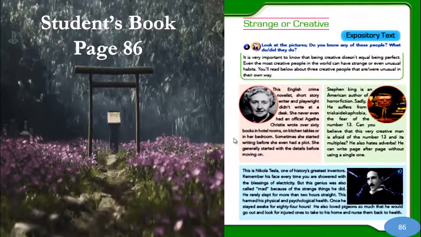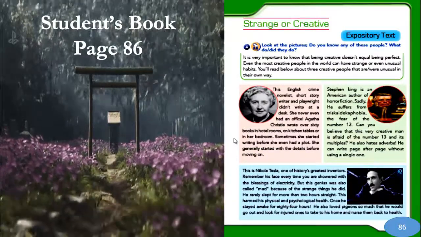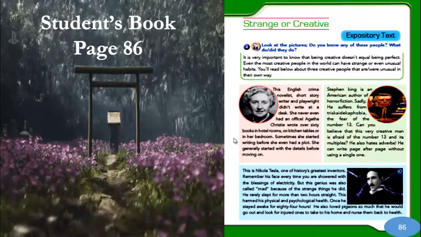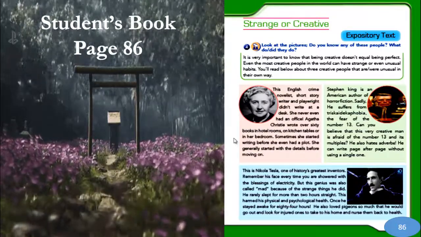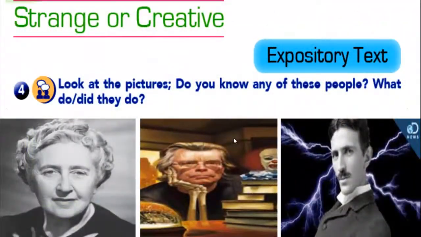Let's move to our book, page 86. We are going to have a reading text here. This text speaks about strange or creative people. But before we read, I'd like you to look at the three pictures here. Do you know any of these people? And if you know, what do they do or what did they do in the past? If you don't, try to surf the internet and find out about them.